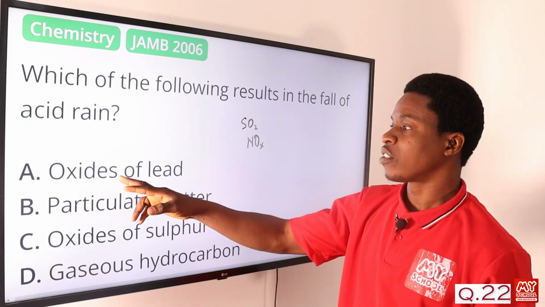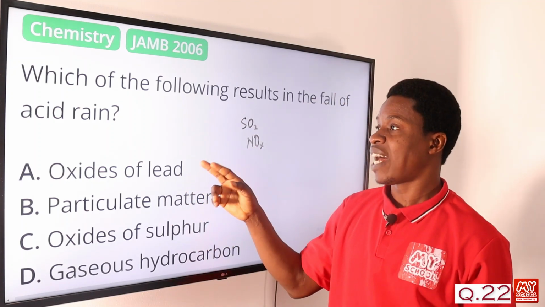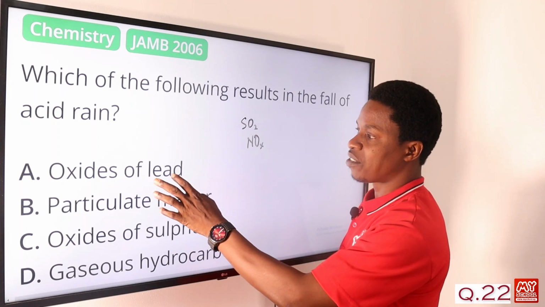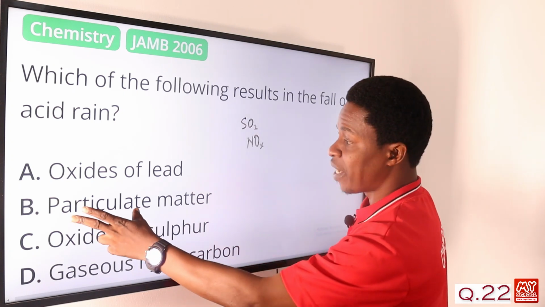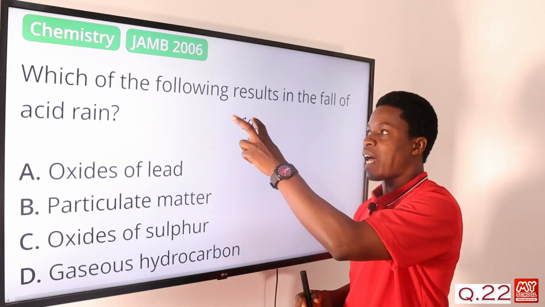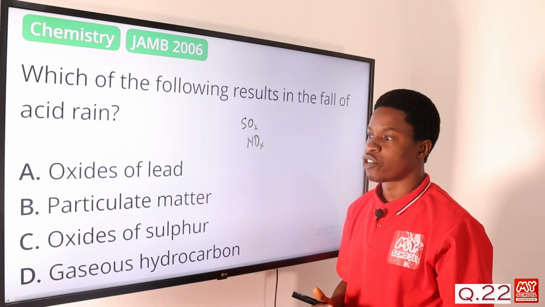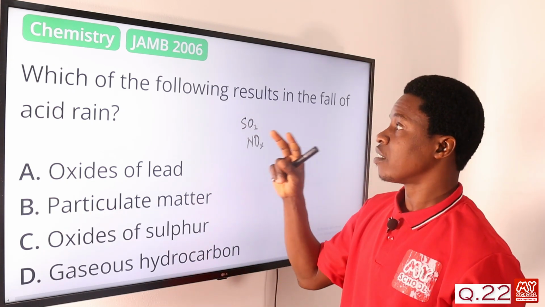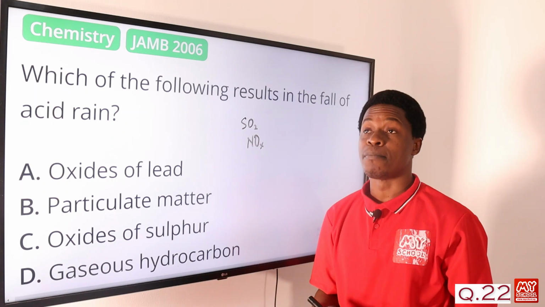Option A says oxides of lead. No, we say oxides of nitrogen, because oxides of lead, if you react them with water and oxygen, will not form an acid. We can also have oxides of carbon, and particulate matter, like soot from carbon monoxide. But not all particulate matter results in acid rain when it reacts with oxygen and water.